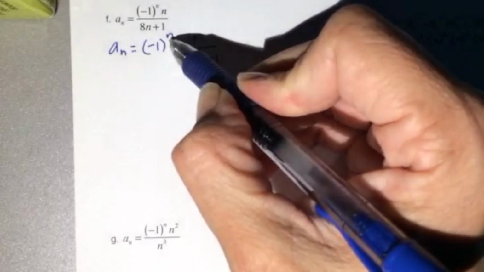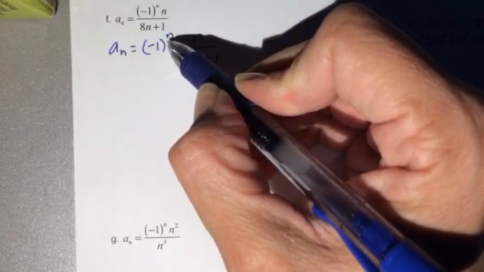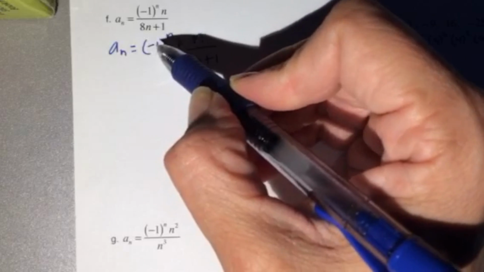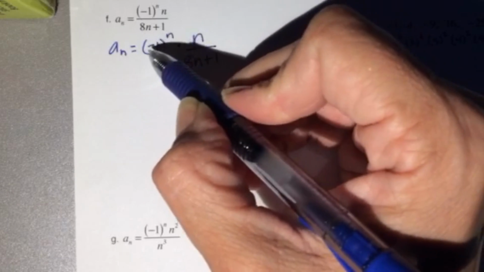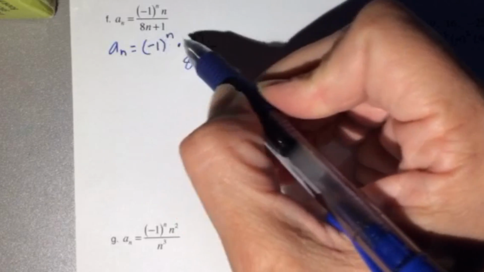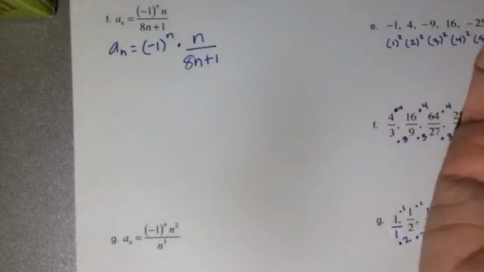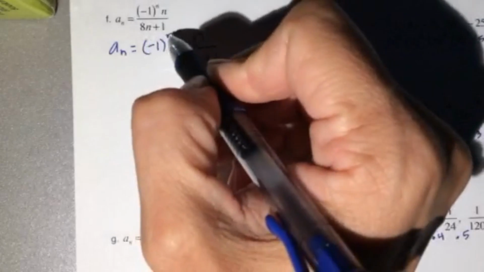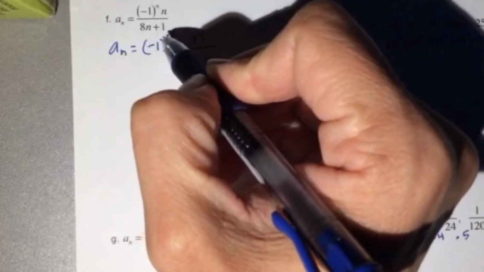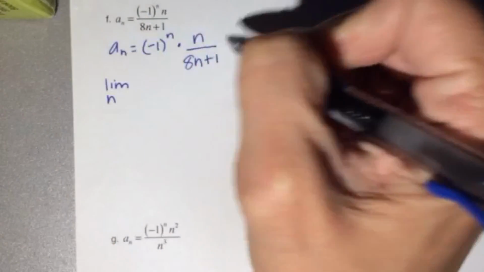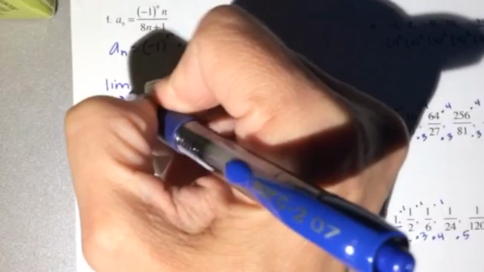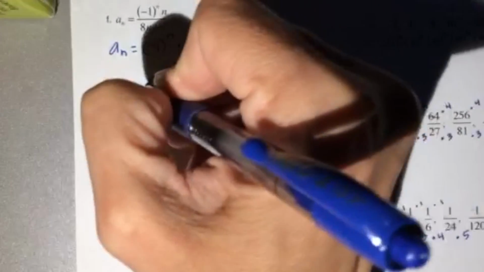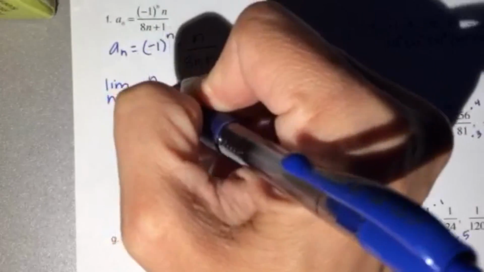So for example, if n was 1, -1 to the first power would make this a negative term, and if n was 2, -1 squared would make that positive 1, so the next term or the second term would be positive. So we're going to temporarily ignore this right here because all it's doing is switching from negatives to positives, and we're just going to take a look at this piece right here and see what's happening for that part of the sequence.